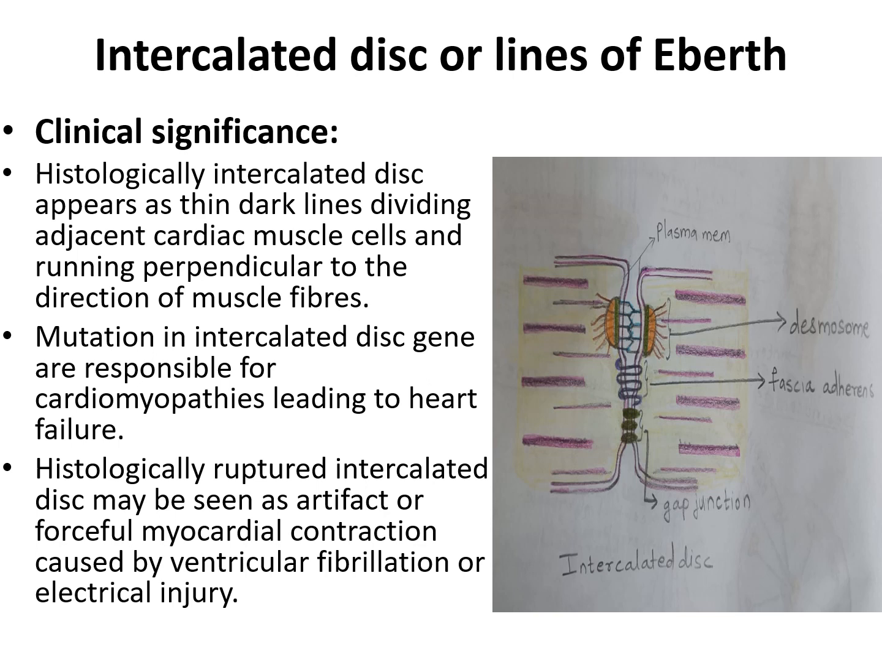Under microscope, the intercalated disc appears as a thin dark line. It has got step ladder like appearance, and these intercalated discs are present between the adjacent cardiac muscle cells. So they are mainly forming functional syncytium, and there is a gap junction between the two cardiac muscles. Now if there is any mutation in the intercalated disc, it can lead to cardiomyopathies. And under microscope, if we see ruptured intercalated disc, it may be due to ventricular fibrillation or electrical injuries.